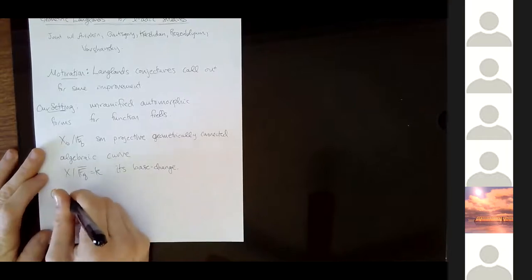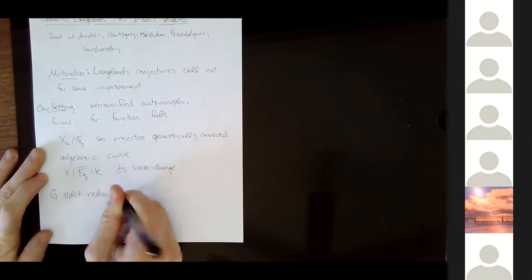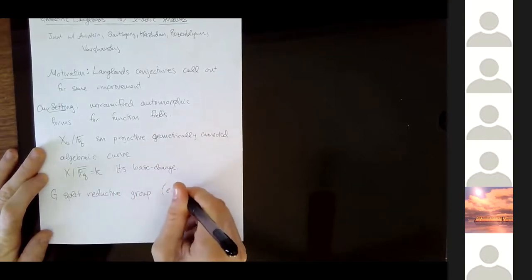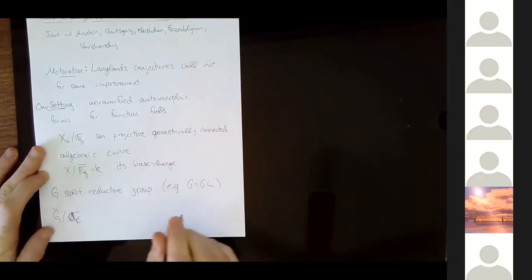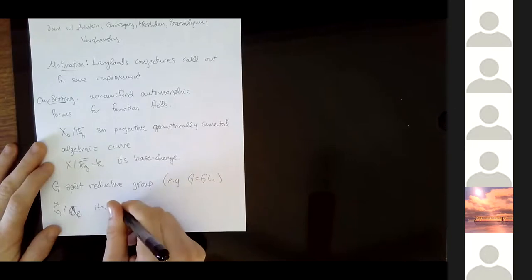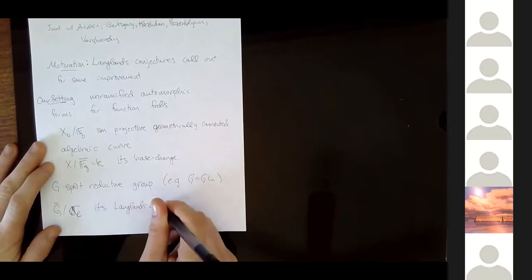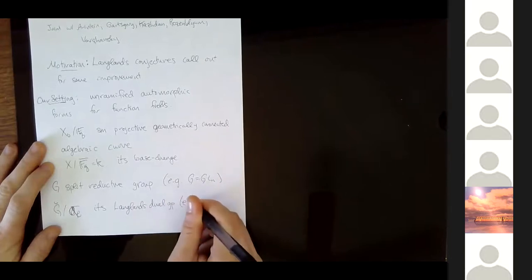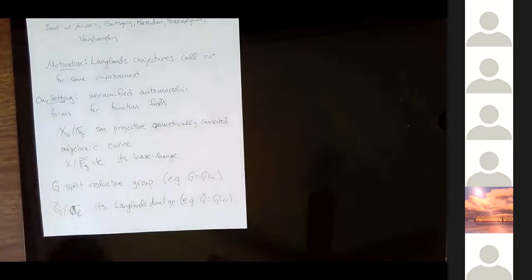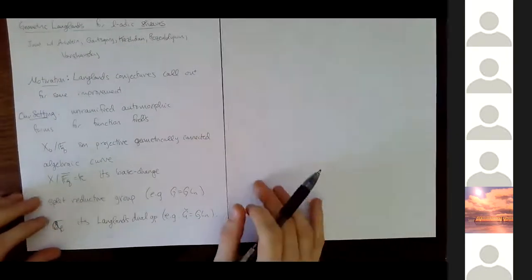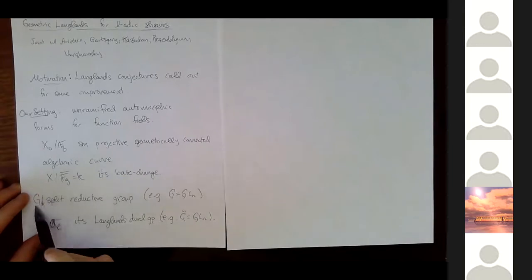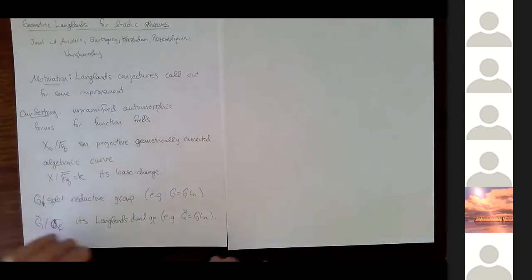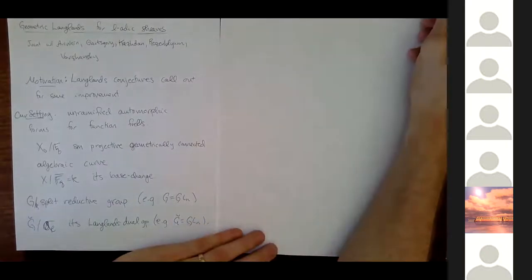And I'm going to take G to be a split reductive group. It could, for example, be GL_n. And I'm going to take G check, considered over Q_l bar, to be its Langlands dual group, which in this case would also be GL_n. Although they are equal in this most interesting case, it's a good idea to distinguish them. For instance, I consider them over different fields. Here G is over k or over F_q, so it's defined over a characteristic p field. Here I'm going to take G check to be defined over a characteristic zero field, Q_l bar.